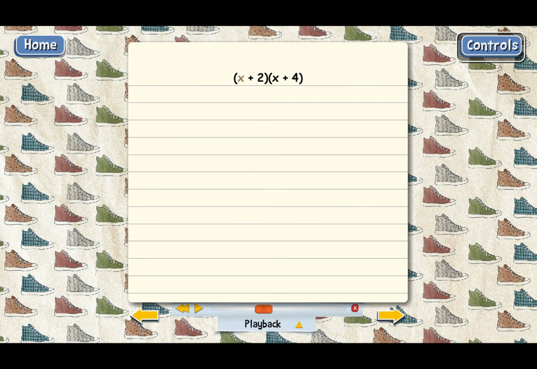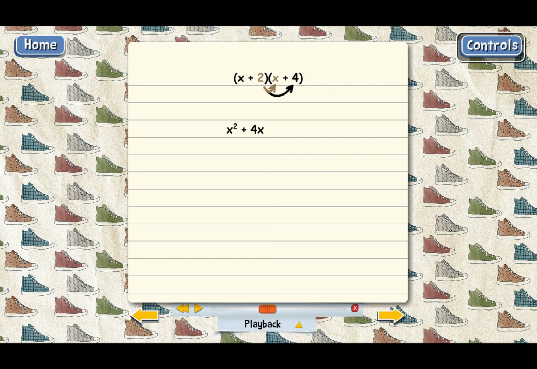We start with this x, and we're going to distribute this by itself, so we multiply it by this x here. What's x times x? Yes. And next we multiply the x by the 4. What does that equal? Right. And we add the x squared and the 4x. We're not done yet though, because now we have to distribute the 2.